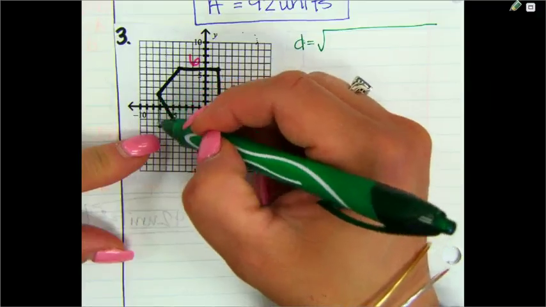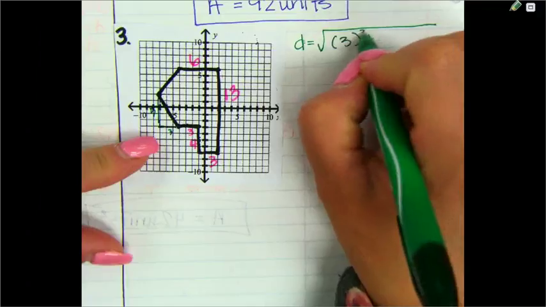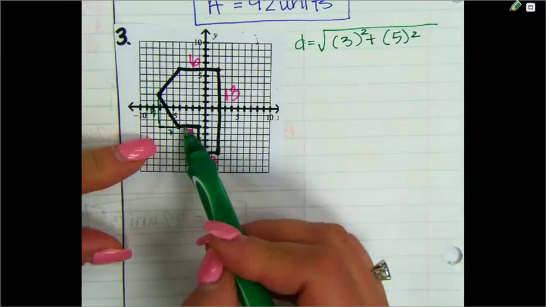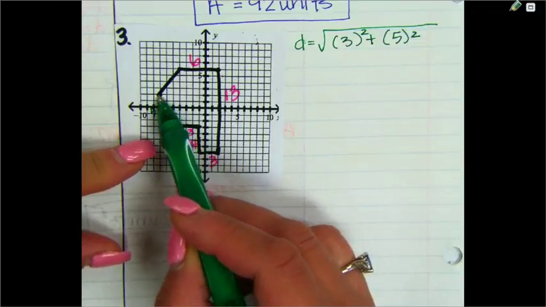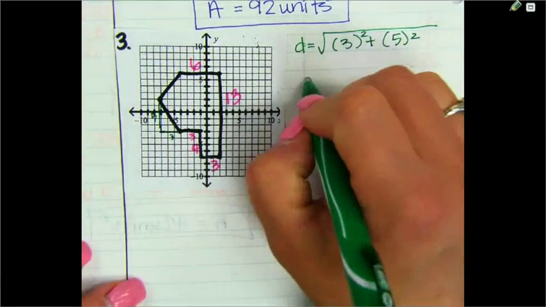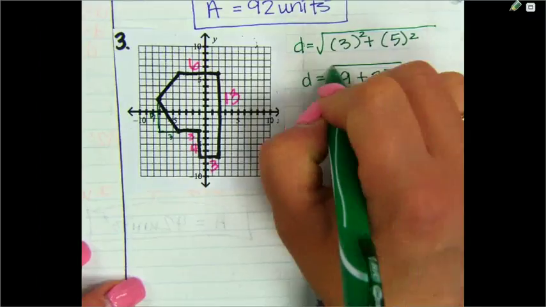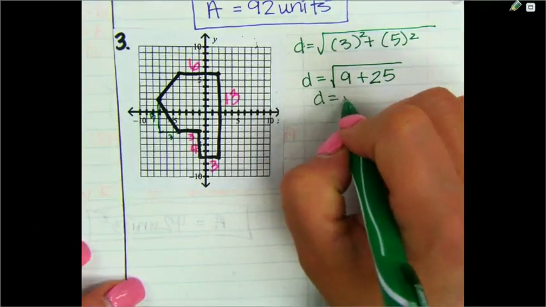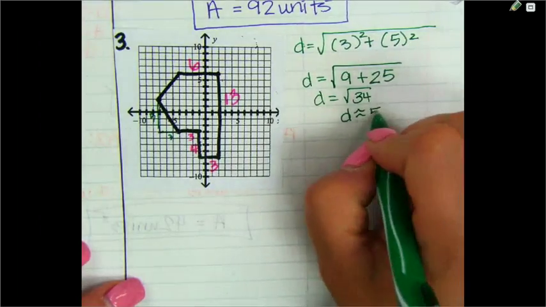5. Should be 5. 3 by 5. So 3 squared plus 5 squared. Yeah? Someone count that again. 1, 2, 3, 4, 5. Yeah. Right? Okay. 3 squared, 5 squared? And that's 9 plus 25, which is radical 34, which is approximately 5.8.